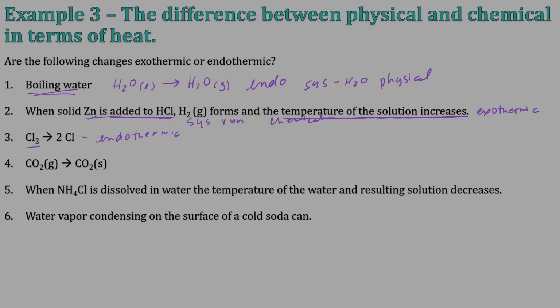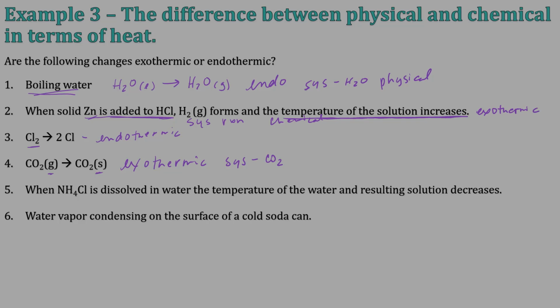Okay, so here we have a gas turning into a solid. And so if we have a bunch of crazy gas molecules flying all over the place, and they have to slow down and turn into a solid, they have to release energy to do that. So this is going to be exothermic. And our system here is the CO2.